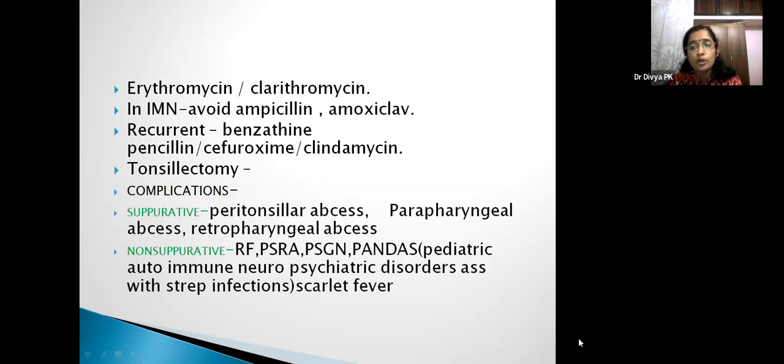In infectious mononucleosis, that is, when the patient has associated lymph node enlargement and we see an atypical lymphocytosis, please avoid ampicillin or amoxiclav because it can cause a rash. If the patient has recurrent pharyngitis or tonsillitis, benzathine penicillin, cefuroxime or clindamycin are the antibiotics of choice.